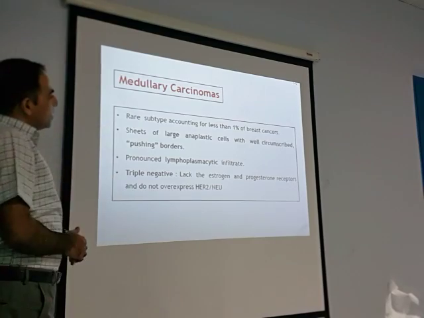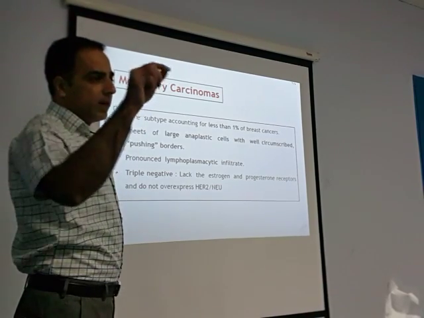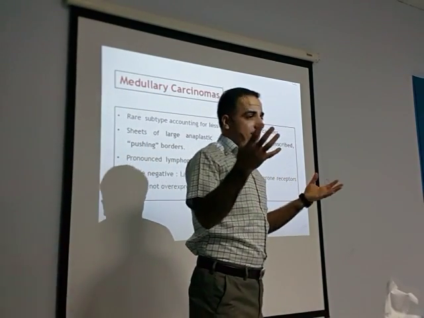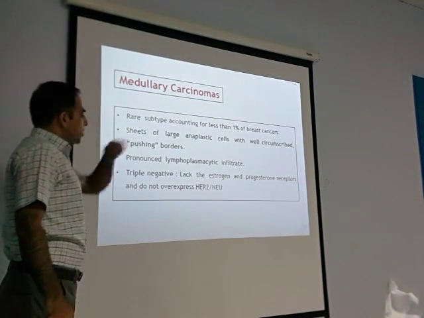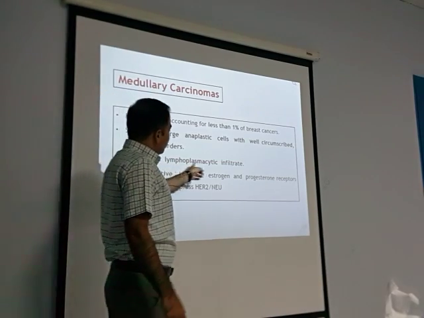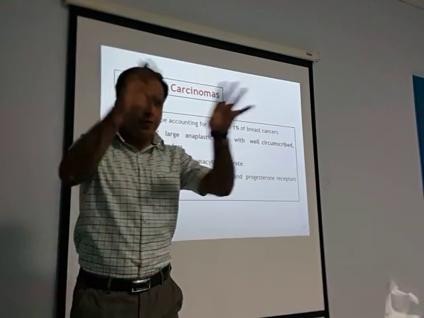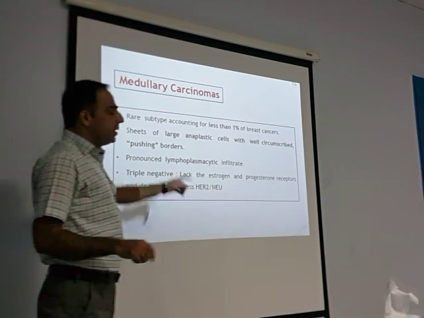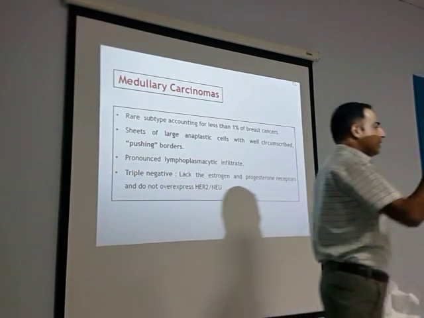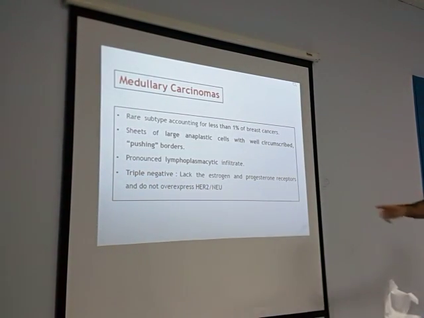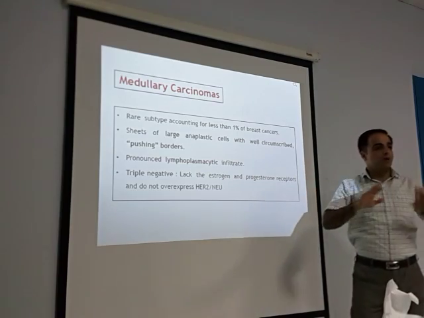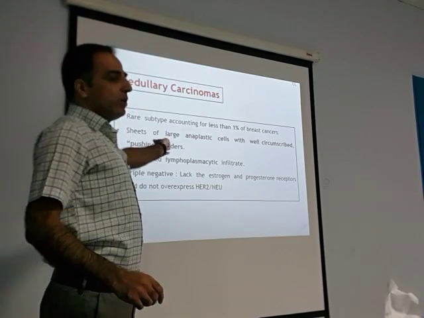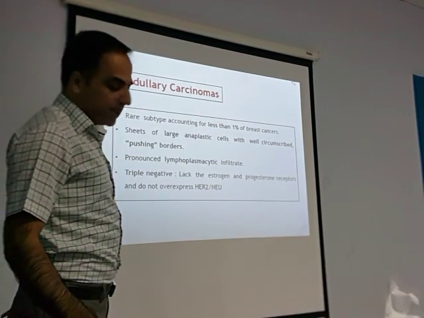A little bit about medullary carcinoma. This is rare, less than 1% of the cases. What you will find here are large anaplastic cells with pushing borders, and in addition you will find lymphoplasmacytic infiltrate in between the cells. And it is triple negative. What do you mean by triple negative? It doesn't have the estrogen receptor, the progesterone receptor, or the HER2/neu receptor. So all the receptors are negative. If you get a question like what is a triple negative, medullary carcinoma is a triple negative breast cancer.